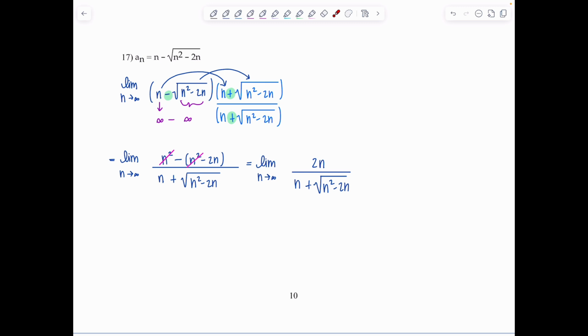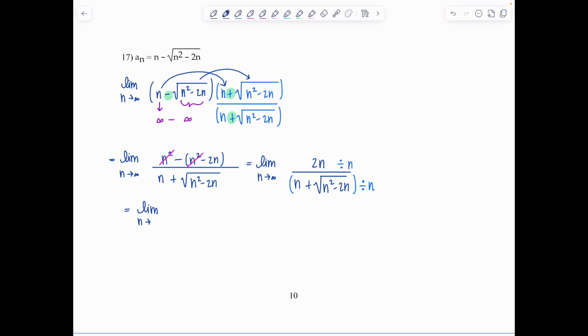I could divide by the highest power of n from the denominator, but be careful, it's not n squared because this n squared is under a square root. Technically, it's n to the first, absolute value of n. But since n's going to positive infinity, everything's positive. You don't have to worry about the absolute value. So I'm just going to divide everybody by n.